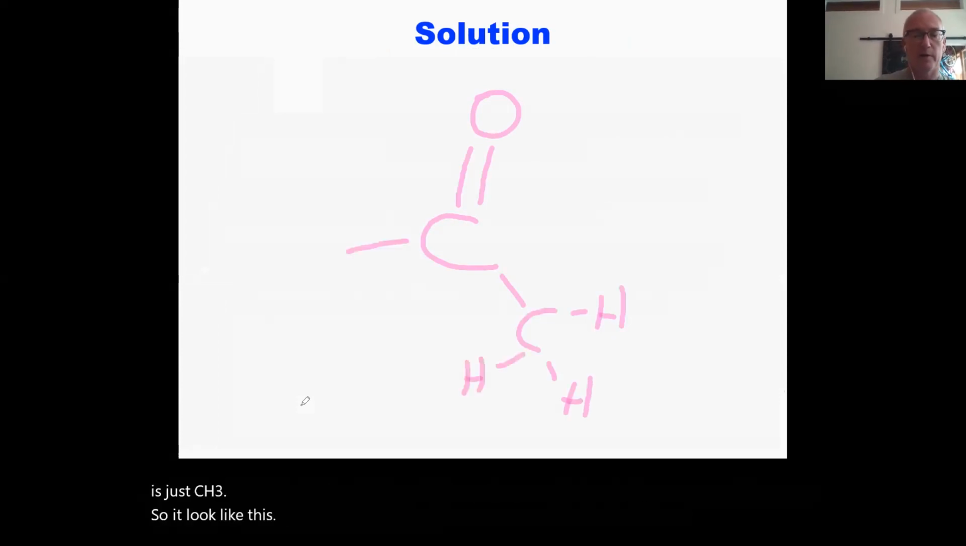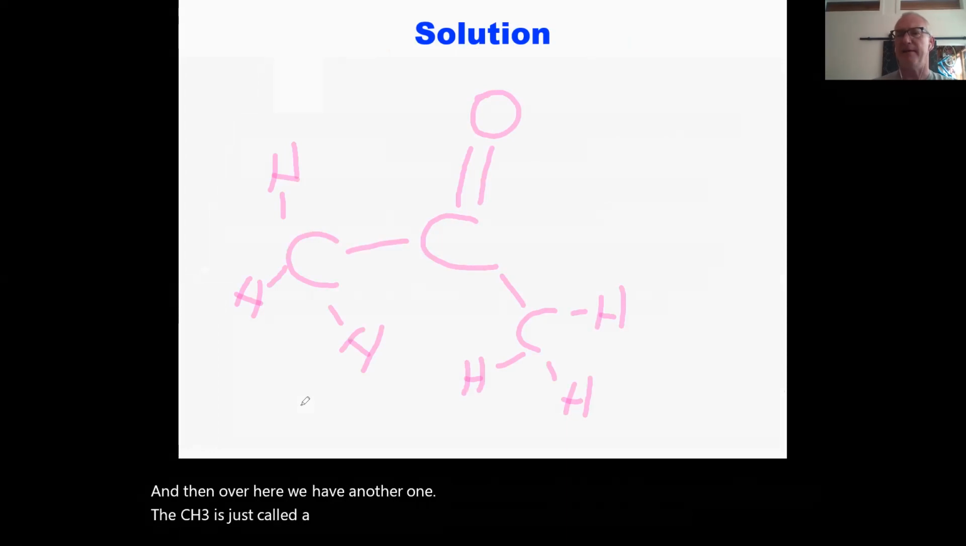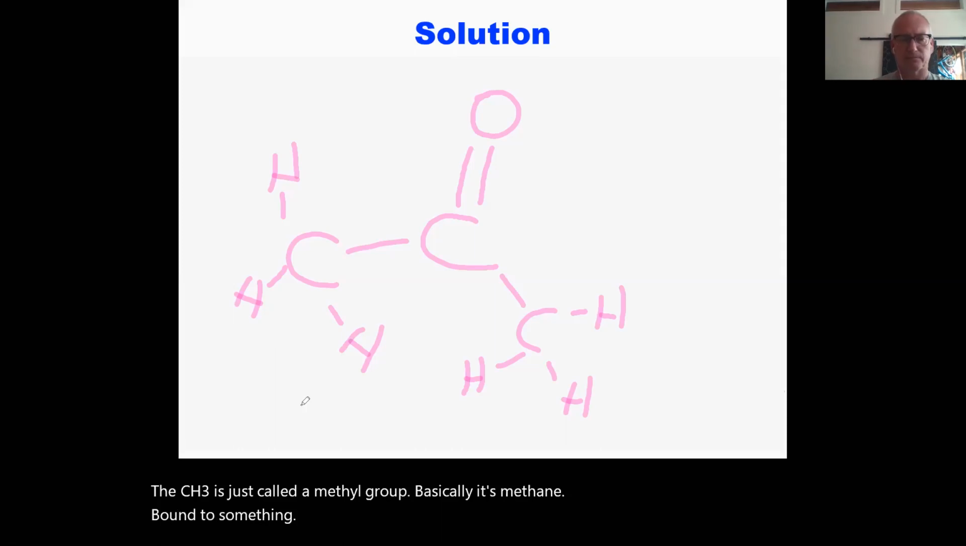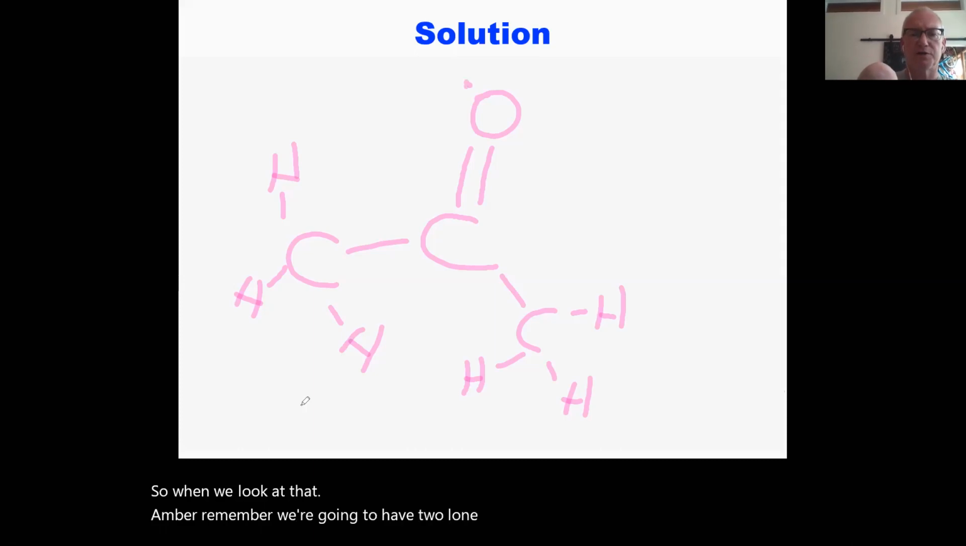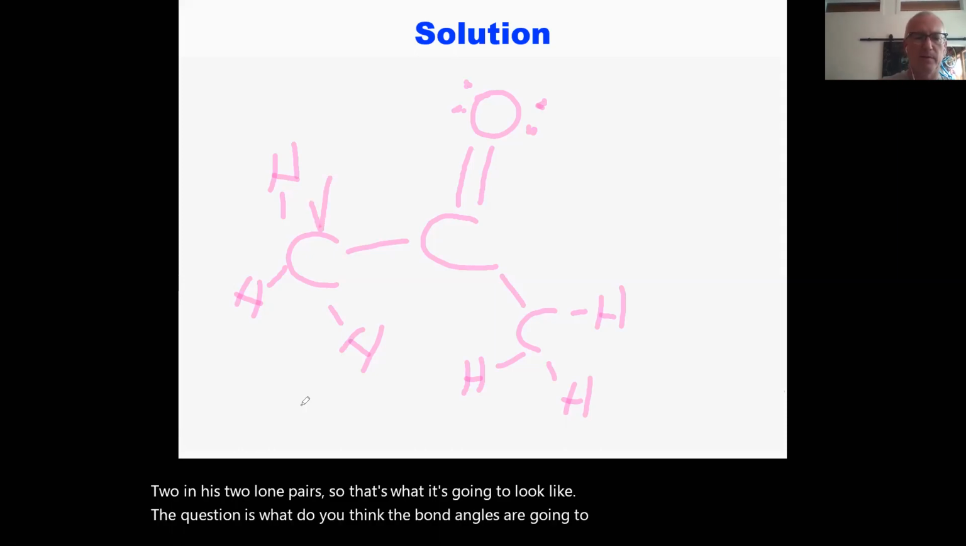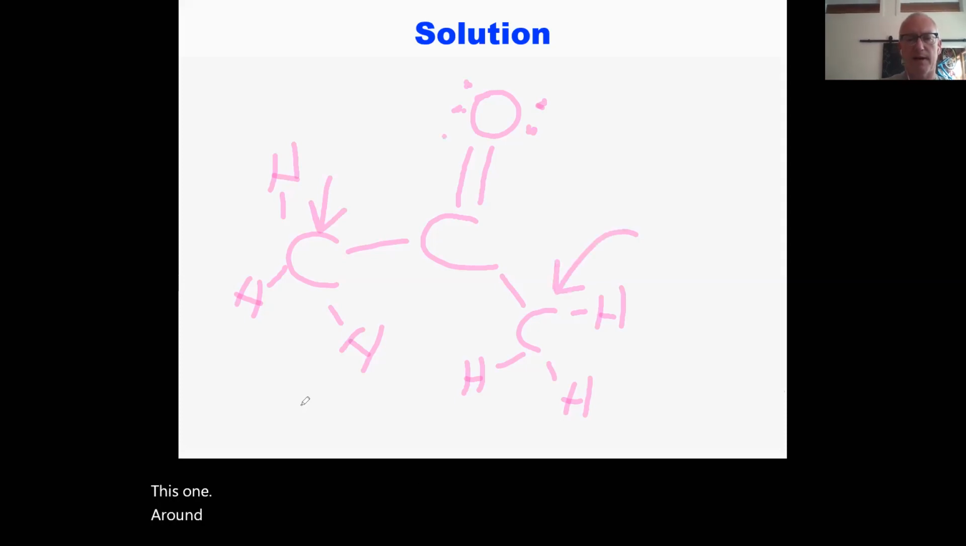And then over here we have another one. CH3 is just called a methyl group. Basically, it's methane bound to something. So when we look at that, remember, we're going to have two lone pairs on our oxygen always. It makes two bonds and has two lone pairs. So that's what it's going to look like. So the question is, what do you think the bond angles are going to be around this one, around that one, and this bond angle here?